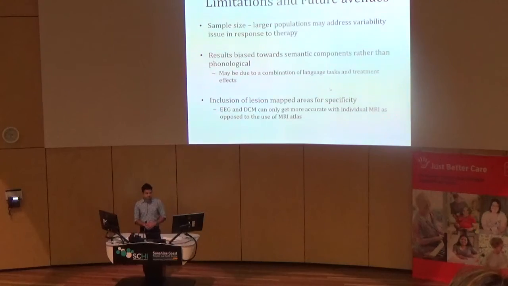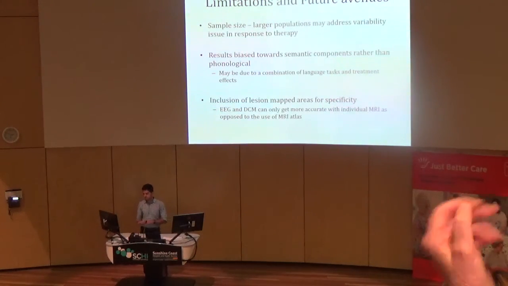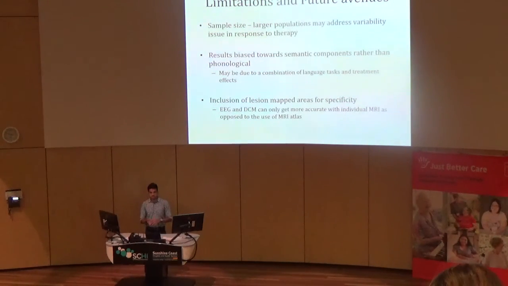There are, of course, some limitations of the study, sample size being one of them. We hope that we can translate this to a larger population and address this variability problem. Again, there's the bias towards semantic components rather than phonological. This may just be a combination of the treatment paradigms that were utilised and also the task itself. And what we didn't do was map the EEG activity to lesion mapped areas in MRI, but this is something we've marked for the future, and it can only improve the characterisation of EEG as well.